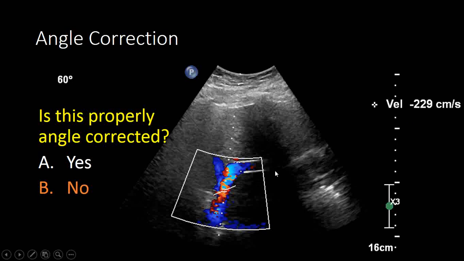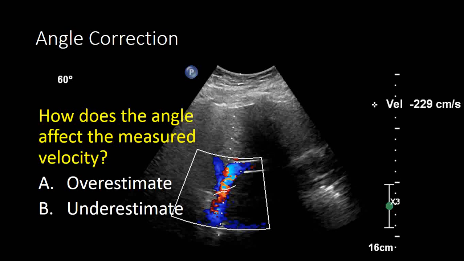But really this angle isn't correct and our velocity isn't correct, right? The flow within this stent is more in the direction of that yellow line. We have a much more acute or smaller angle of inclination. So, how does this angle correction affect our velocity? Is this velocity of 229 centimeters per second an overestimate or an underestimate? It is an overestimate of velocity.